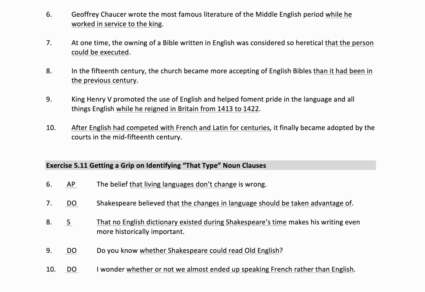But let's look at 7, 8, 9, and 10. So in 7, Shakespeare believed this, right? So I can substitute the that clause with a pronoun. So basically what I want you to see is, because you can substitute the pronoun here, that makes it a noun clause. I'm less interested that you can identify it as a direct object, but it's more important for you to be able to say, this clause is not an adjective clause. It's not telling me about a noun. This clause is not an adverb clause. It's not modifying an adverb, a verb, or an adjective. This clause is a noun clause.